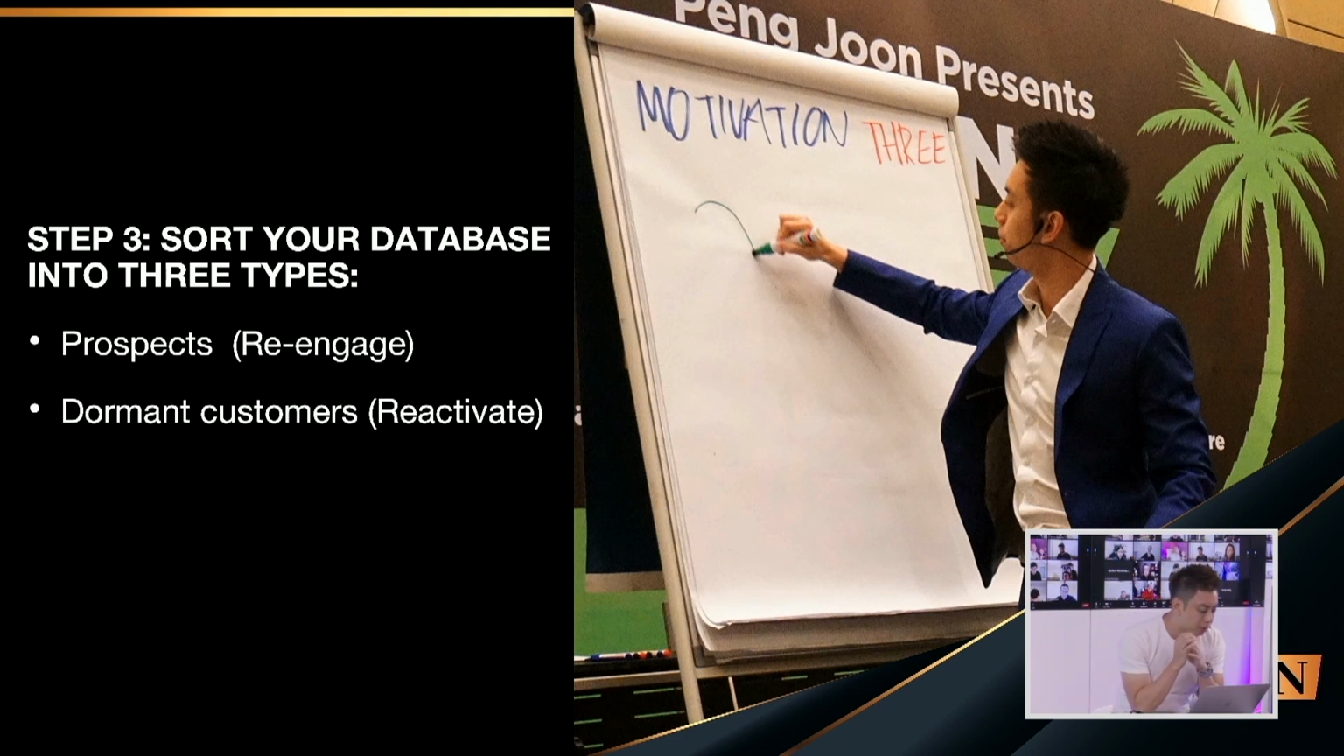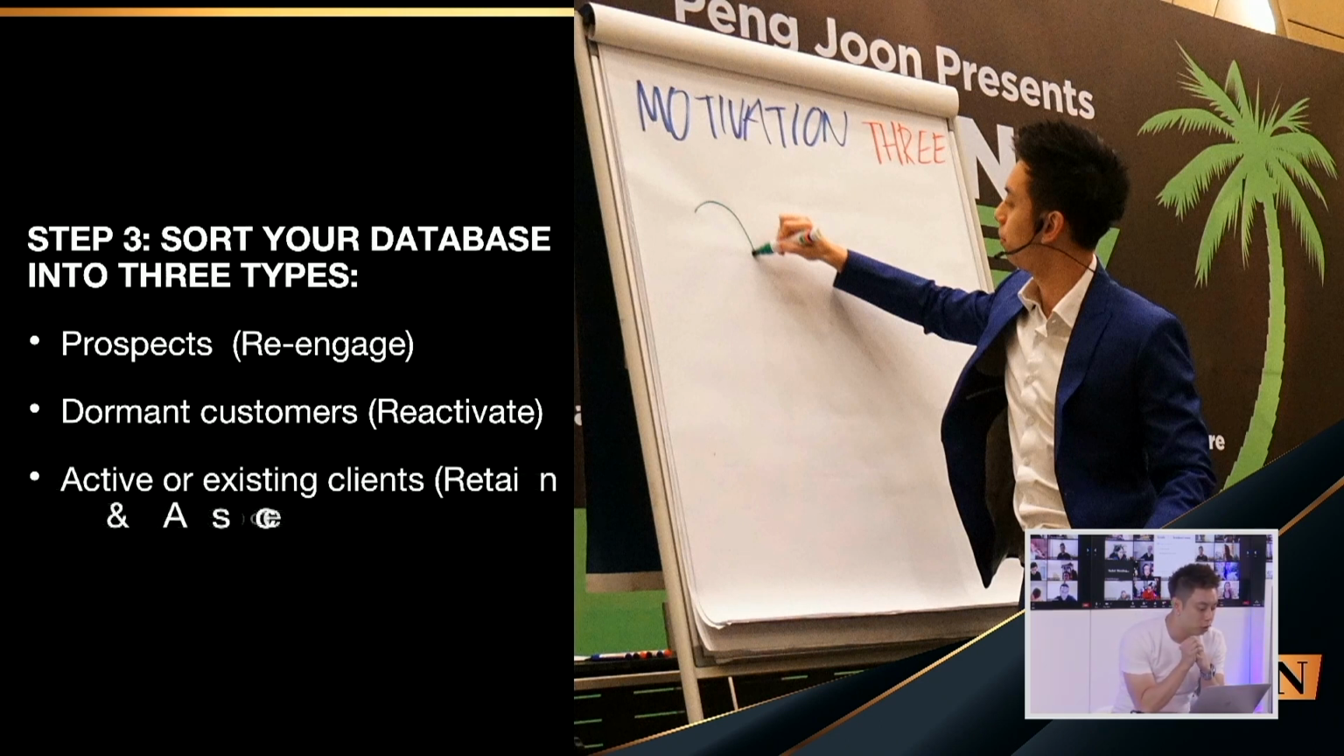The second type would be dormant customers. So again, they've bought in the past, and now you want to be able to reactivate them, have them coming back. And then number three would be your active and existing clients. This is where you want to retain and ascend them. So for example, like you guys, this would be the active clients.